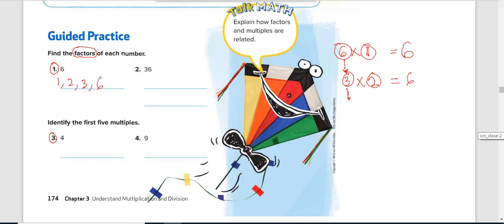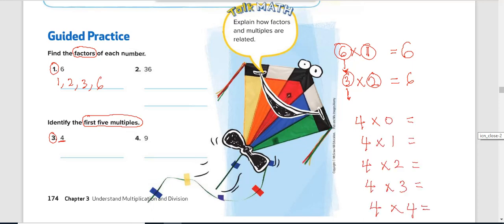Let's look at example number 3, asking us to identify the first 5 multiples of 4. Multiples of 4. Very easy. Just start with your 4 times table. And that's going to give us 4 times 0 is 0, 4, 4 times 2 is 8, 12, and 16. So these are the first 5 multiples of 4.